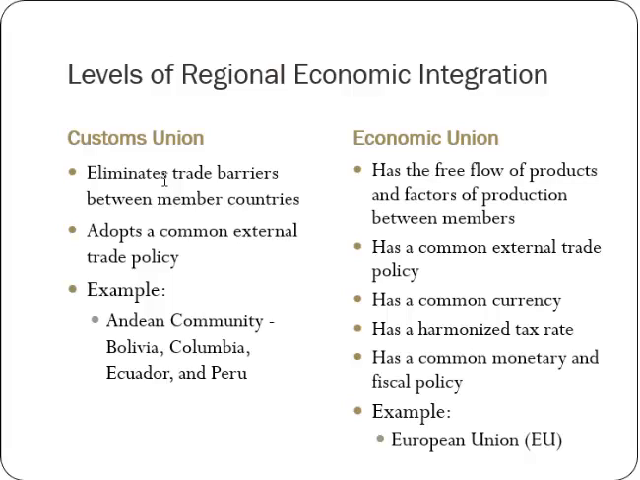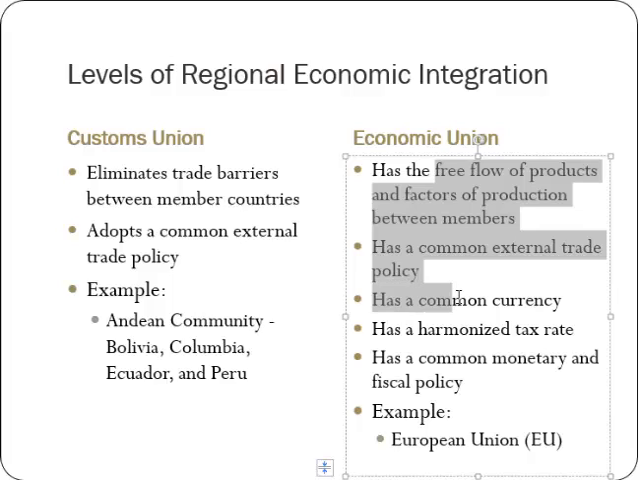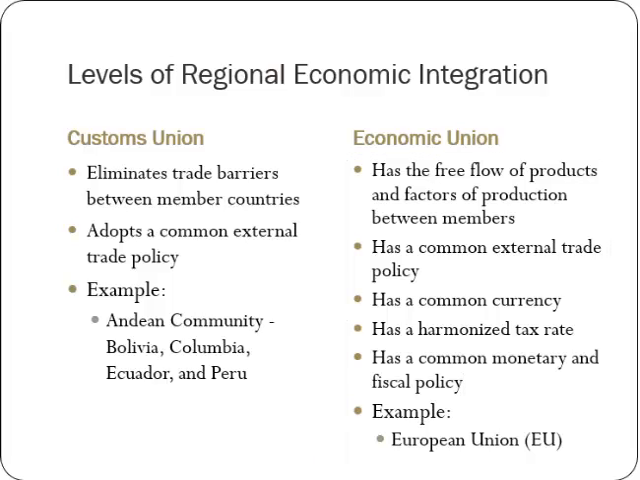A customs union eliminates trade barriers, and it also adopts a common external trade policy. All the countries get together and say, this is how we are going to deal with foreign countries. OPEC, the Organization for Petroleum Exporting Countries, might be kind of an example. Then you have the economic union, which has the free flow of products between members, external trade policy, and a common currency, a tax rate, and monetary policy that's all common to the entire area. The European Union, of course, is really the only example that I can think of offhand as far as that's concerned.